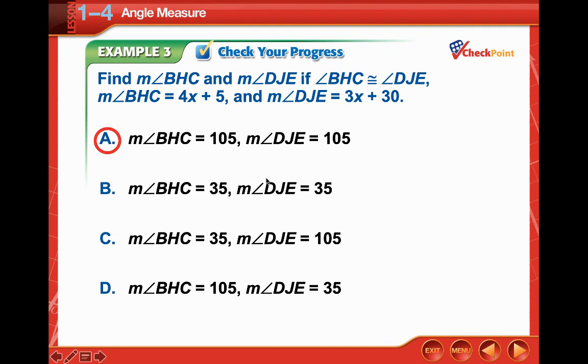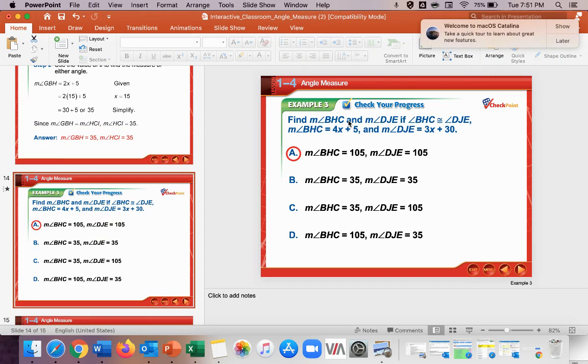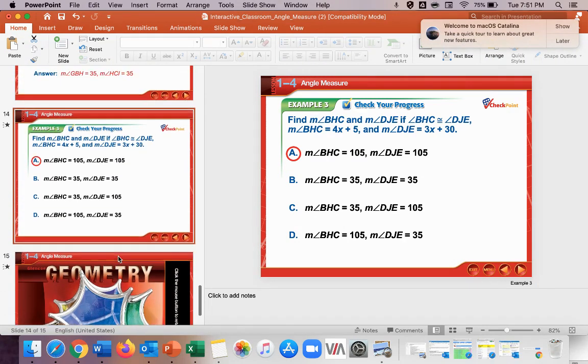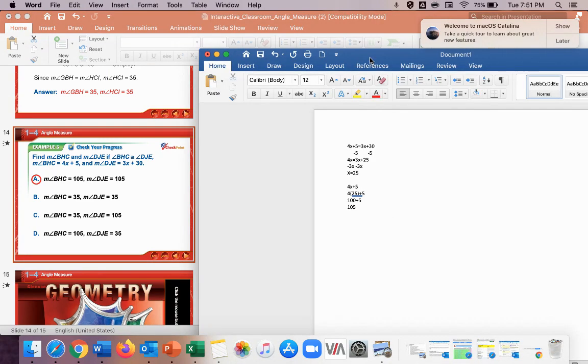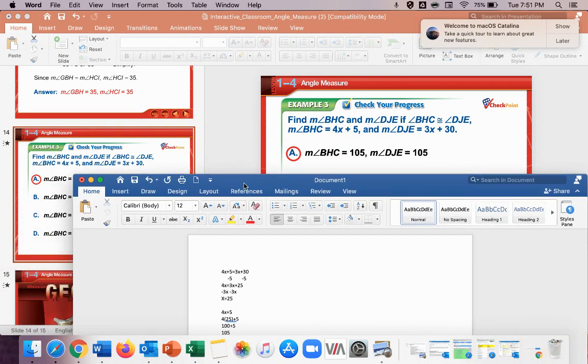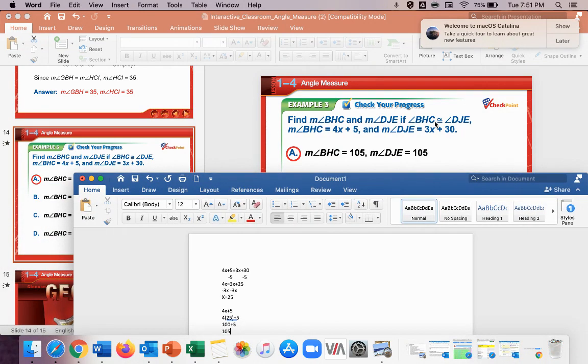So what you got to do is solve for x. And luckily, Mr. Selby did that. And I think that's our last slide. So what I'm going to do is bring up a Word document where I solve for it. As you can see, BHC and DGE are congruent. BHC equals 4x plus 5, and DGE equals 3x plus 30. So I just made them equal to each other. Subtracted 5 from both sides. Take away 5 from here, you're left with just 4x. Take away 5 from here, you're left with 3x plus 25.